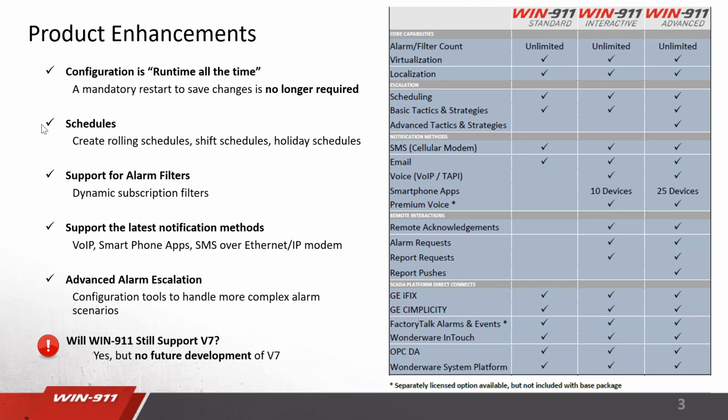Most users land on at least the interactive or advanced license, because you have all the notifiers available, your email, voice, smartphone, and your SMS, along with a 2-way acknowledgement. So you can send and receive those alarms if you're using one of these SCADA connections. If you're not using one of these SCADA connections, you can use OPC as your preferred method.